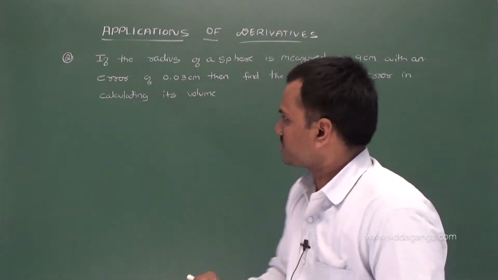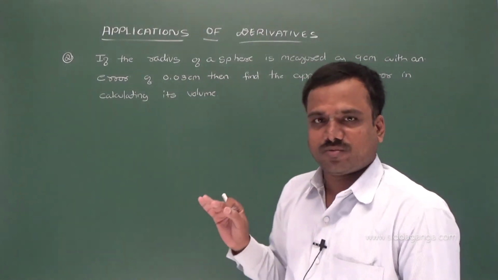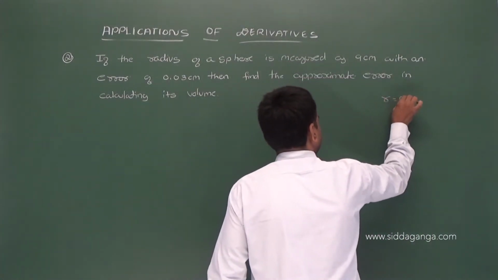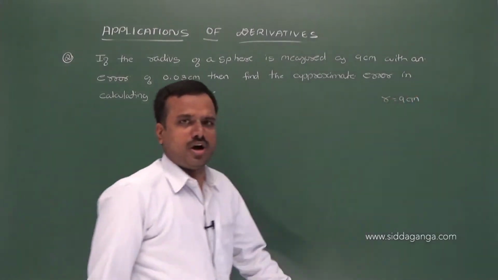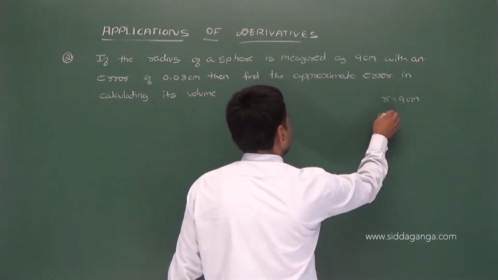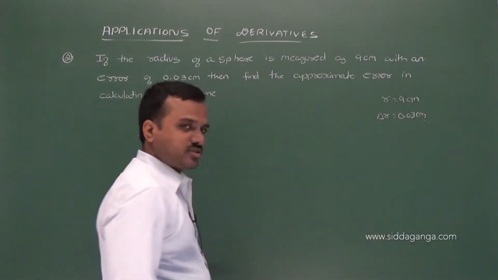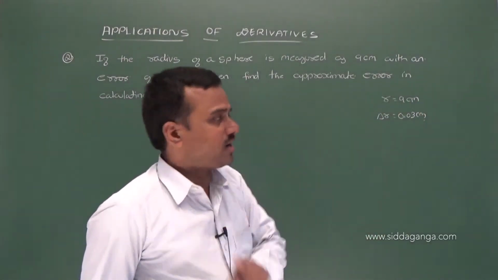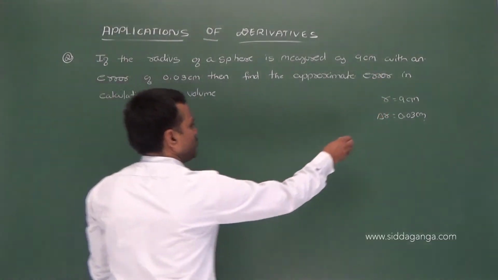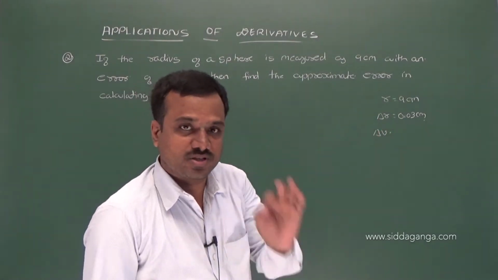See the problem first. If the radius of a sphere is measured as 9 centimeter, what he has given? R is equal to 9 centimeter with an error. Delta R also given. Delta R is 0.03 centimeter. What he asked? Find the approximate error in calculating its volume. So we have to find delta V.